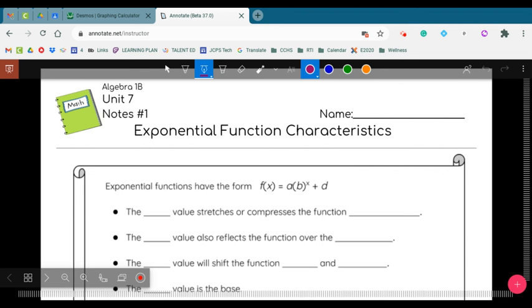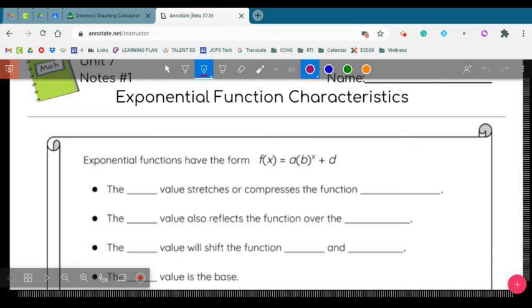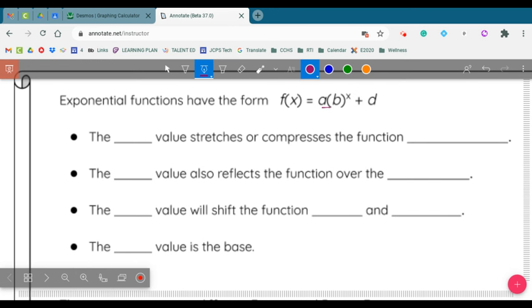Okay, today we're going to do our Unit 7 notes number 1. So this is going to be a new unit that talks about our exponential functions. So first we're going to go over what an exponential function looks like, or what it could look like, and what each part means. So first we're going to talk about our a, b, and d values.